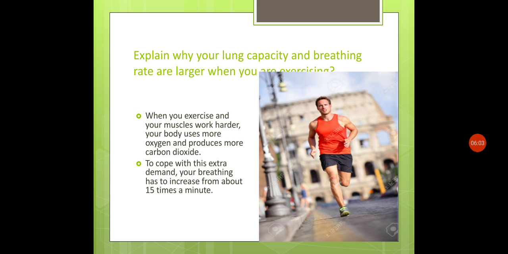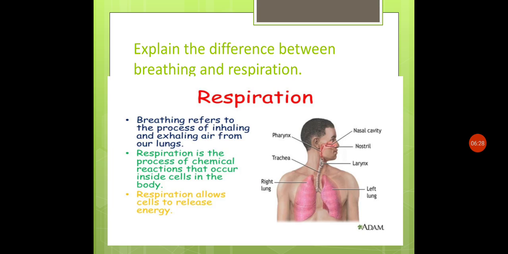Explain why your lung capacity and breathing rate are larger when you are exercising. When you are exercising and your muscles work harder, your body uses more oxygen and produces more carbon dioxide. To cope with this extra demand, your breathing has to increase from about 15 times a minute.